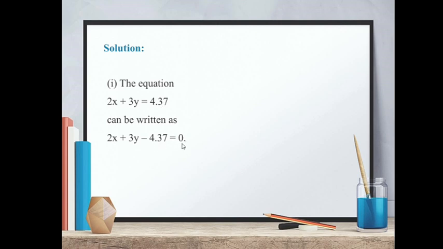So what is left there? Only 0. Now we can indicate the values of a, b and c. So here a equals 2, b equals 3 and c equals minus 4.37. So this is how we have to indicate the values of a, b, c in a given equation. Then example 2, the equation given is x minus 4 equals under root 3y.